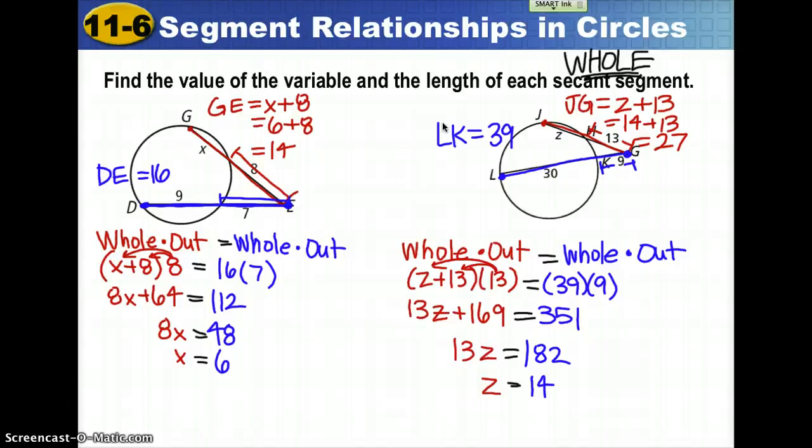They intersect outside the circle. Whole times the outside equals whole times the outside. So those two things are kind of new. Chord, secant, secant. If you flip your sheet over, we get to our next one.